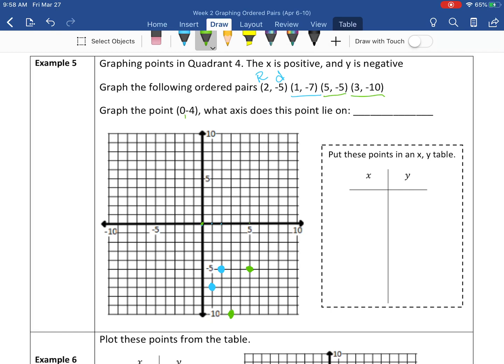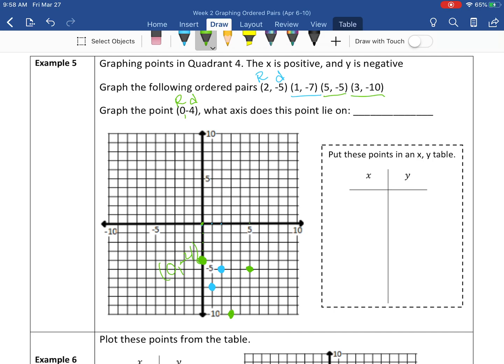We want to graph the point 0, -4 and figure out what axis this point lies on. Well, start at the origin and we want to go to the right 0 and then down 4. If we don't want to move to the right at all, we're just going to stay on this vertical axis, and then we're going to go down 1, 2, 3, 4 points. So that'd be our point 0, -4.